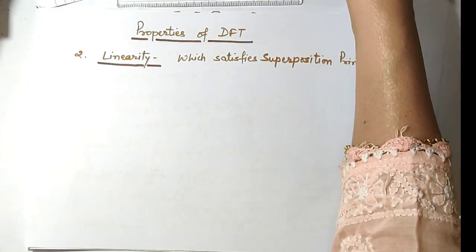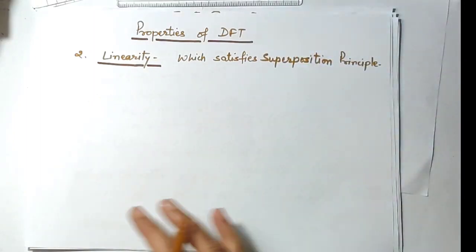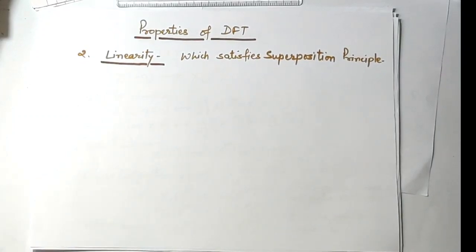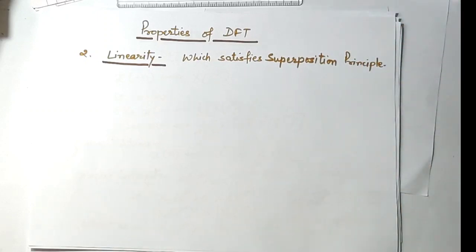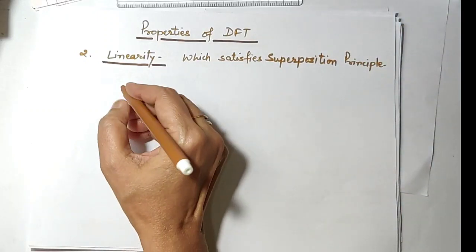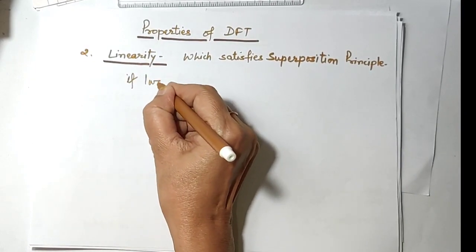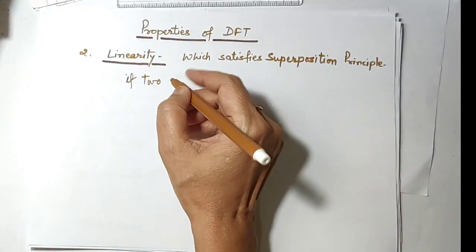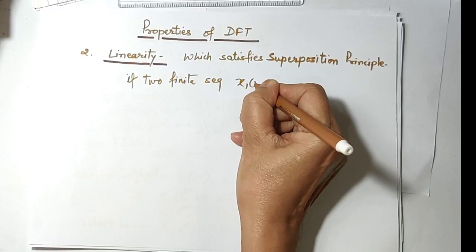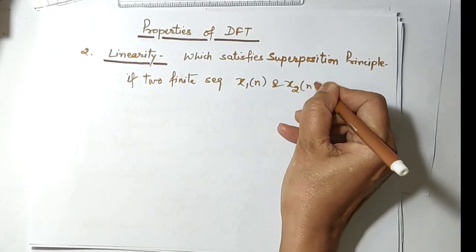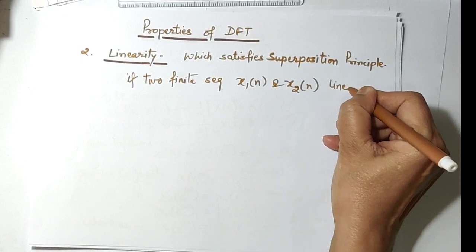Now the second property we have is linearity. It is a very important property; many times in the subject of DSP we have studied this linearity, which satisfies the superposition principle. We have two arbitrary constants A and B. Since we are dealing with the DFT, we take two finite sequences x1(n) and x2(n), and they are linearly combined.